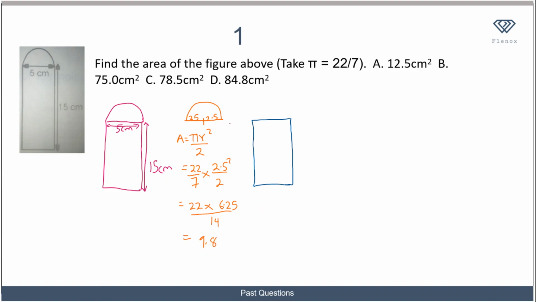Now for the rectangle, that's pretty straightforward. I'm told that the length here is 15 and the breadth is 5. So the area is just going to be the length times the breadth, and that is equal to 5 times 15, and that gives us what?